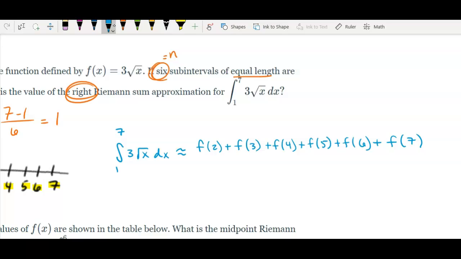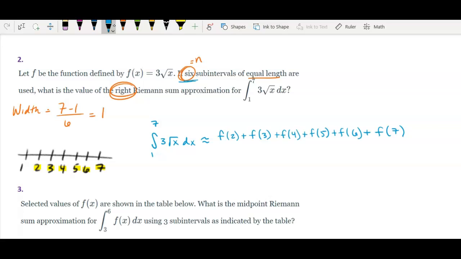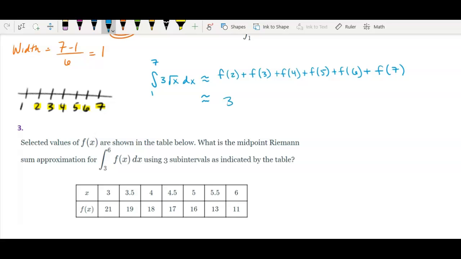Notice we have 1, 2, 3, 4, 5, 6 heights that we're adding together, and I needed 6 subintervals. So 6 rectangles. The 1 is left off because it is the leftmost endpoint, and we needed to use the right in this case. So use your calculator to find this value. I got 37.433 units approximating that area.